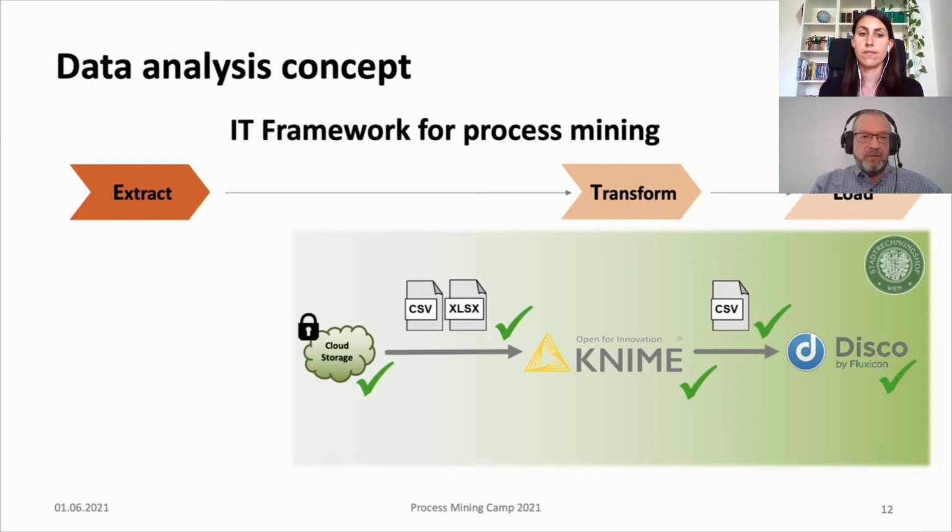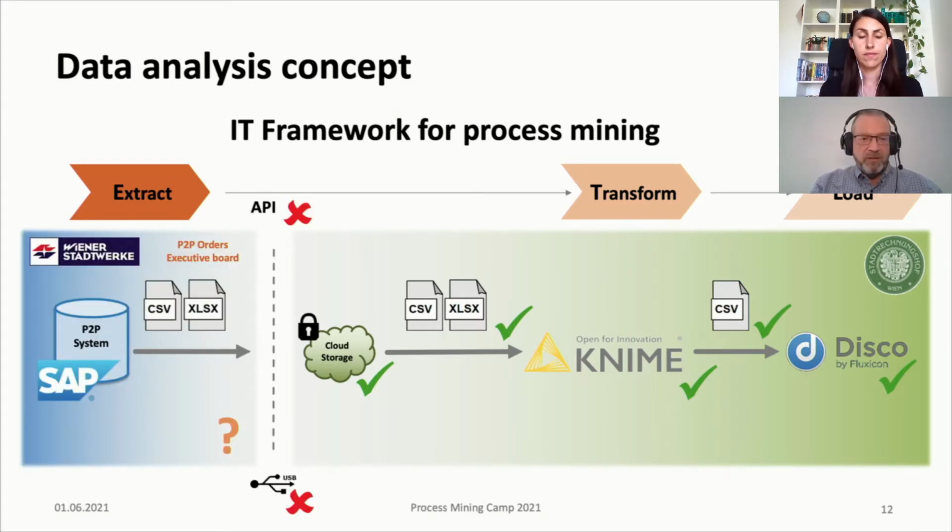The extraction part is the part where we expected the shown infrastructure. We expected that the P2P system is currently an SAP system and also offers the possibility to get the data via CSV and Excel files. So we hoped that this technical framework worked and would get the relevant data, with this expectation of the SAP ERP system and an executed workflow which is also installed in this SAP ERP system.